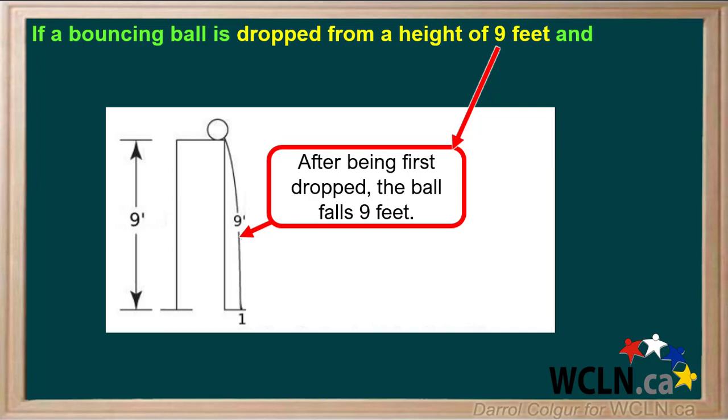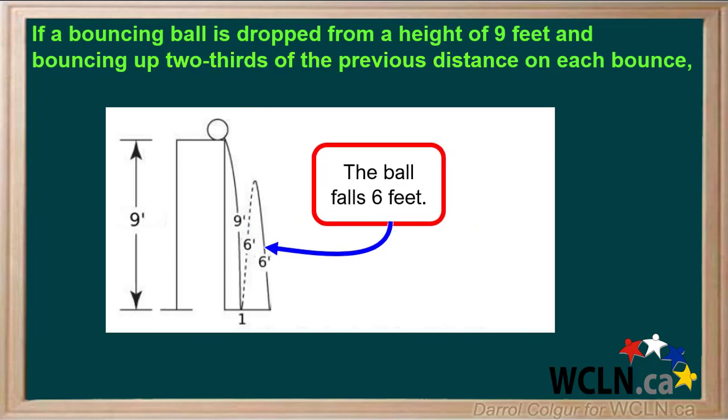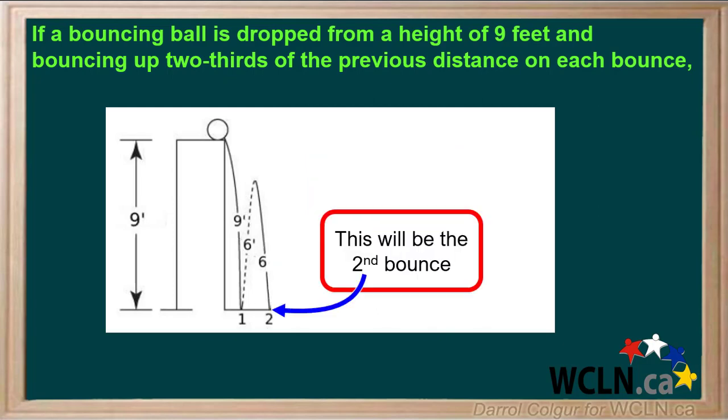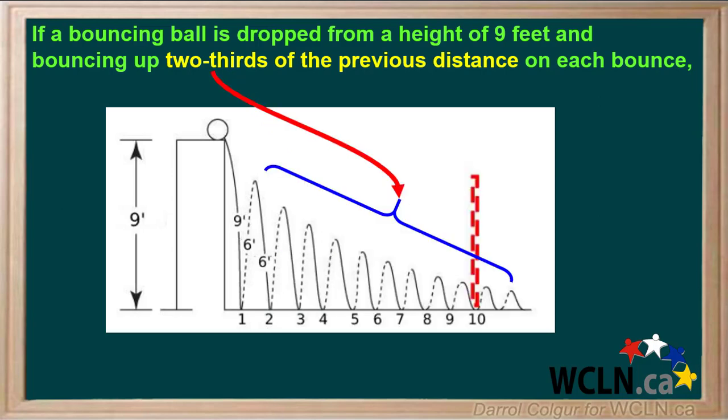After first being dropped, the ball falls 9 feet to the floor. On the first bounce, the ball bounces up 2/3 of 9 feet, which is 6 feet. The ball now falls 6 feet to the floor again. After it hits the floor, it will bounce up again. This is the second bounce. On the second bounce, it will bounce up 2/3 of 6 feet. The ball will continue this pattern as shown in the diagram.